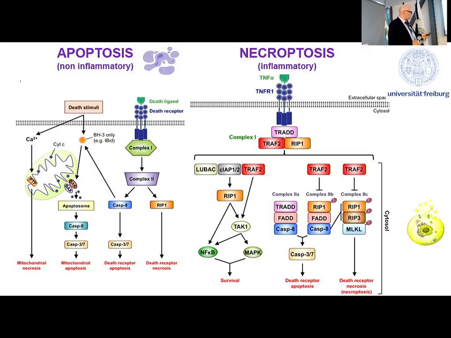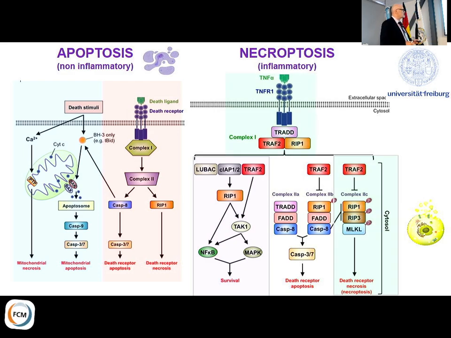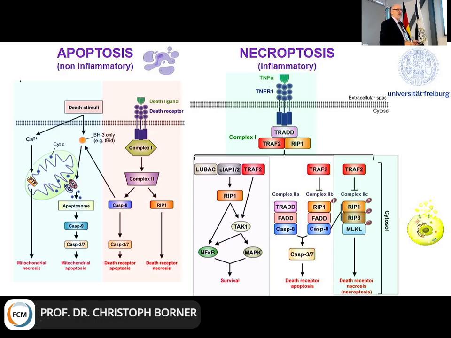On the other hand, we have necroptosis, which is an inflammatory pathway that produces inflammation because the cells lyse. And here typically it's due to TNF and other death ligands, which on one hand can lead to survival through NF-kappa B activation, or can also trigger necroptosis, which is through two kinases, RIP kinase 1 and 3, that activate MLKL, which forms pores in the plasma membrane. And that's why the cells lyse.